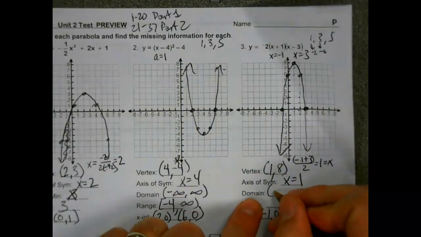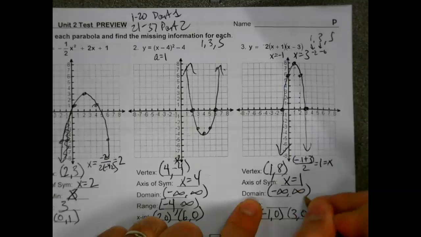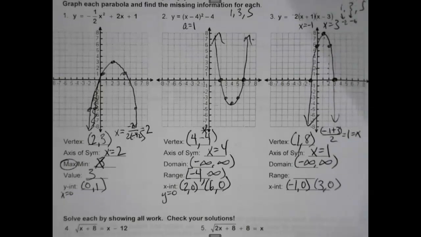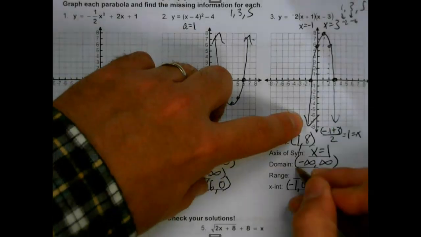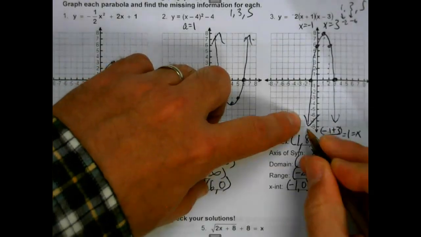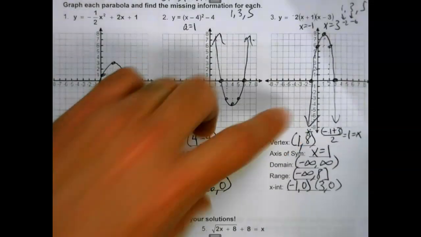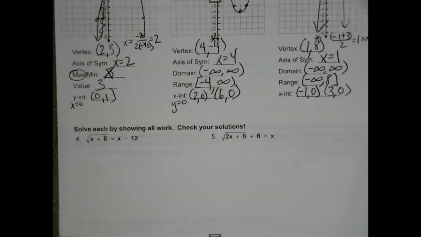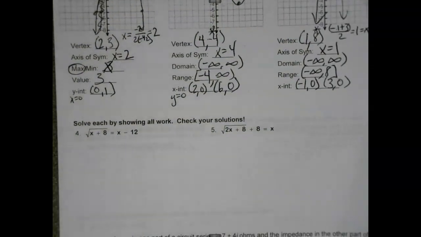You already know the domain, people. You knew it before you even graphed it. I better not see any freebies not being taken on that. And then my range goes down forever, but it goes up as high as 8. I'm telling you, folks, if you've practiced, even if you've watched this and messed with it a little, you're going to be good. Solve each by showing work.